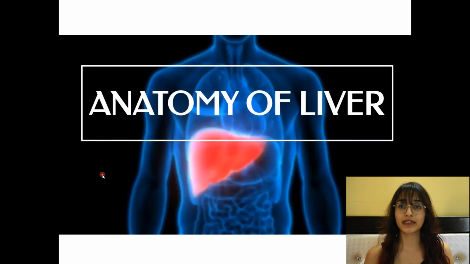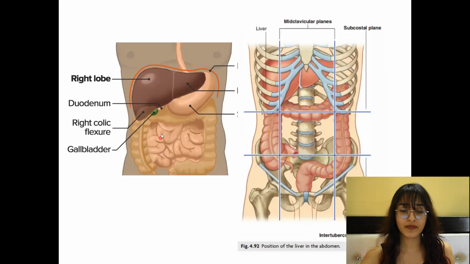In this video, I'll be talking about anatomy of liver using pictures only. And in the end, I'll be sharing some clinical notes. So let's get started. So liver is located in the upper right part of abdominal cavity, right under the diaphragm.